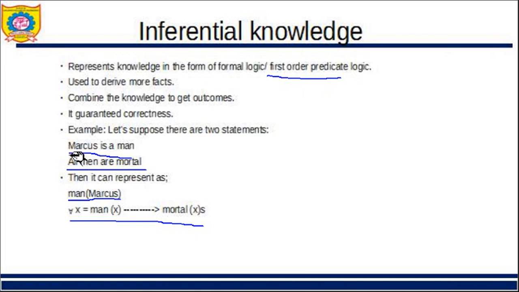So here I explain it again. Marcus is a man is one statement, all men are mortal is the other statement. In the logical format we are representing that Marcus is a man. Now from this, that all men are mortal, I want to conclude. So I have taken for all x, man x means x is a man. x is a variable such that x is a man, such that all men are mortal. For all x this is true, that all men are mortal.